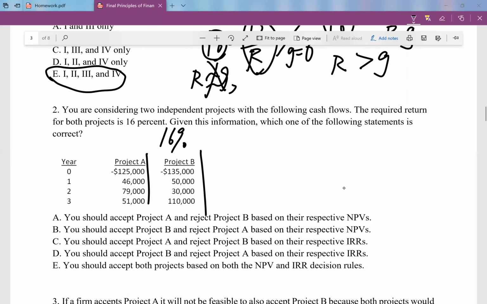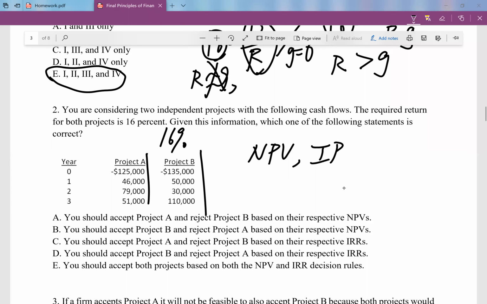Given this information, which one of the following statements is correct? For the two independent projects, you can only choose one between these two. We call it a mutually exclusive project. So you can solve the NPV and the IRR.